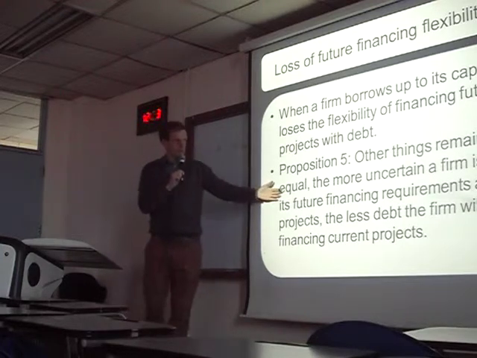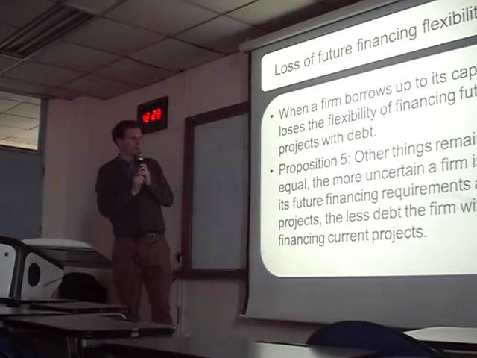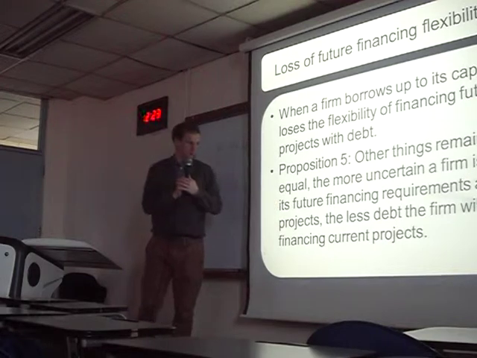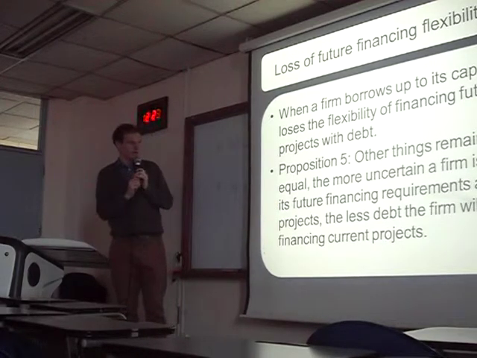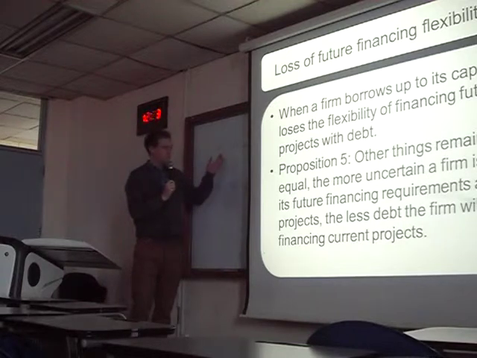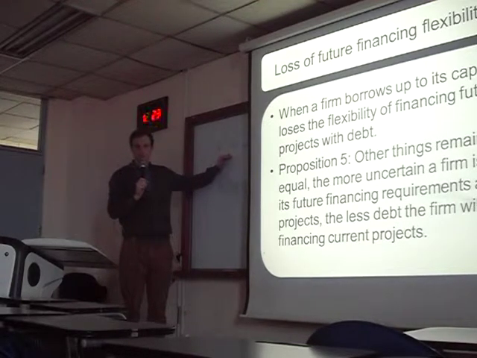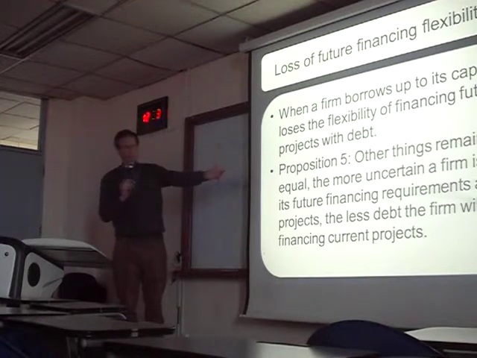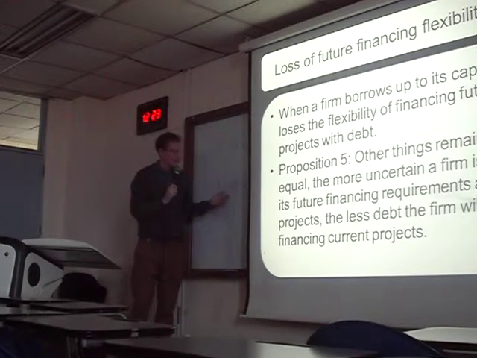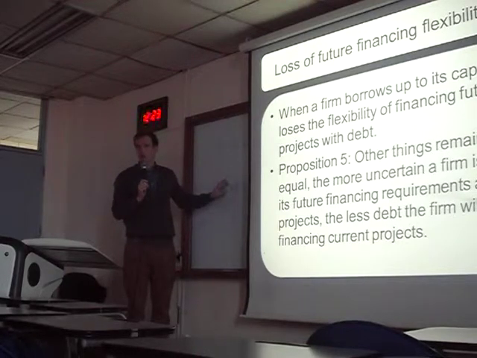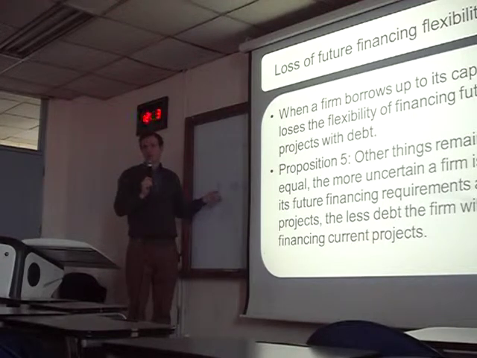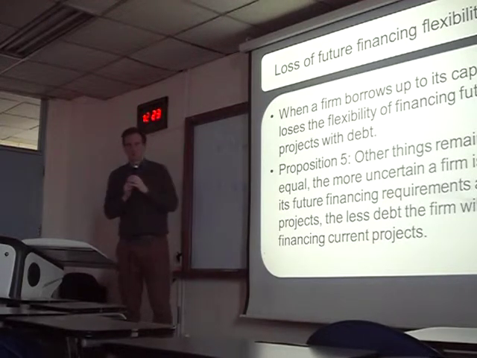Other things remaining equal, the more uncertain a firm is about its future financing requirements and projects, the less debt it will use. If we are very sure about our future projects, then okay, we can use high debt. We're sure we're not going to do any new projects. But if we're uncertain, do you understand uncertain? Not sure. Then we don't use much debt. We're not sure about what we're going to do in the future, so we want the flexibility to be able to get a loan in the future.